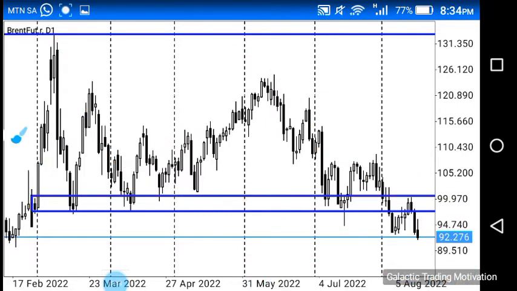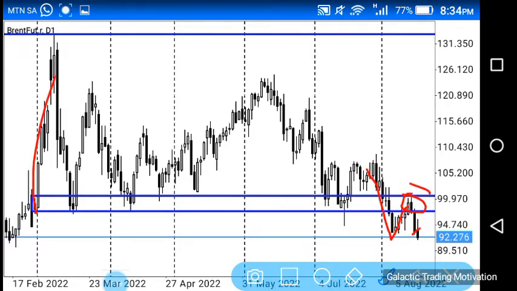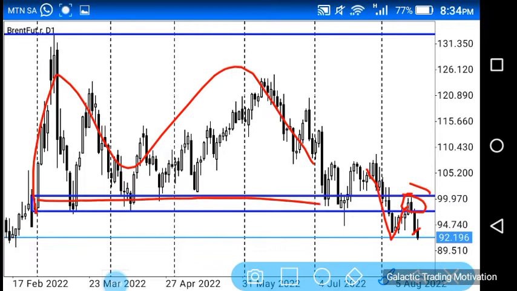Let me just remove that drawing. We would have looked for selling opportunities at this point over here, right? And that is because we have the M structure, the neckline of that M structure. Price broke to the downside of that neckline and then went back up to retest that neckline, and the neckline held. So we would have looked for selling opportunities at that point.